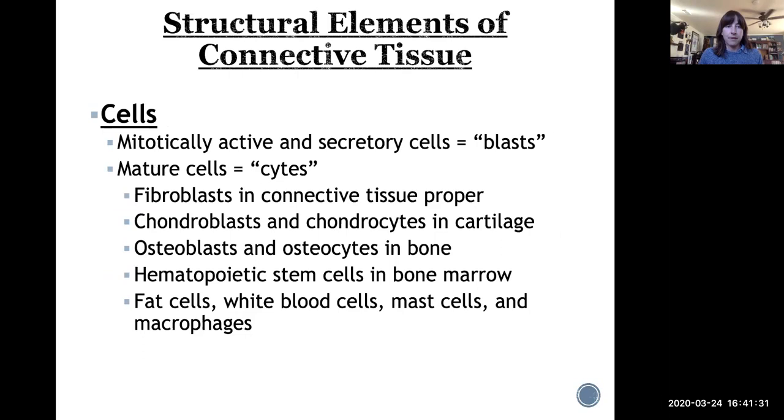Okay, the cells of connective tissue. This is for connective tissue for right now, but this is also generally true. The cells that are actively going through mitosis, they're actively dividing, have the suffix blast. So you have fibroblasts, chondroblasts, osteoblasts. These are like baby cells or cells of that type of connective tissue that are actively dividing, mitotically dividing.